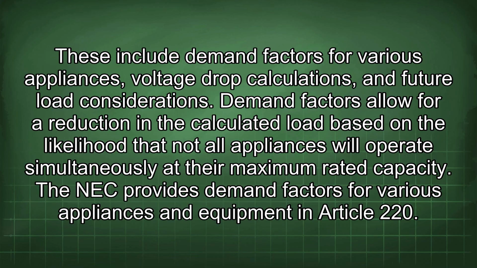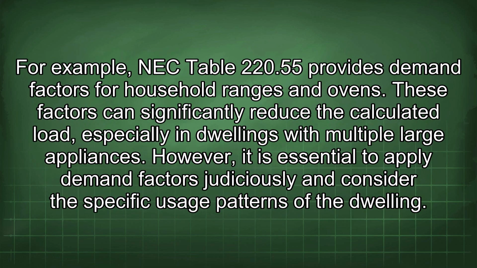The NEC provides demand factors for various appliances and equipment in Article 220. For example, NEC Table 220.55 provides demand factors for household ranges and ovens. These factors can significantly reduce the calculated load, especially in dwellings with multiple large appliances. However, it is essential to apply demand factors judiciously and consider the specific usage patterns of the dwelling.